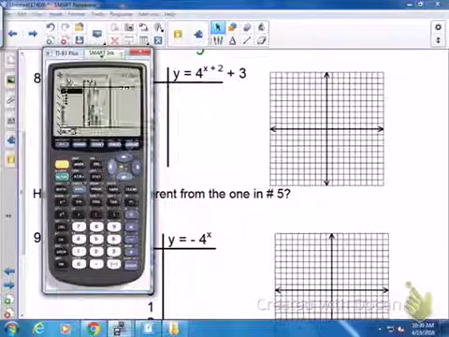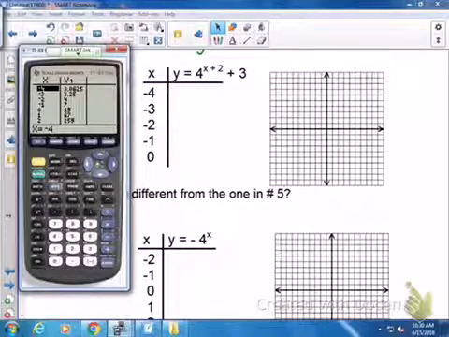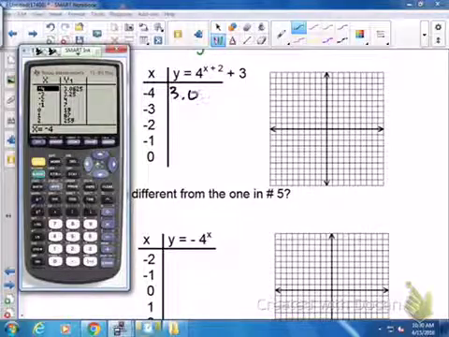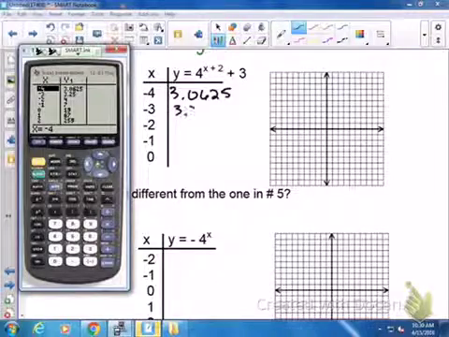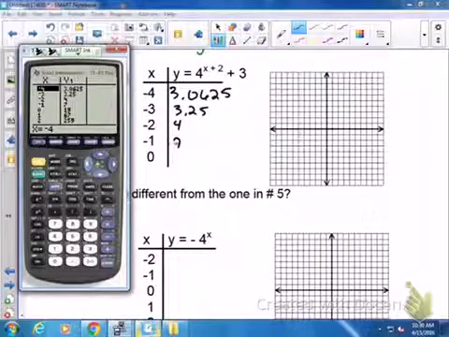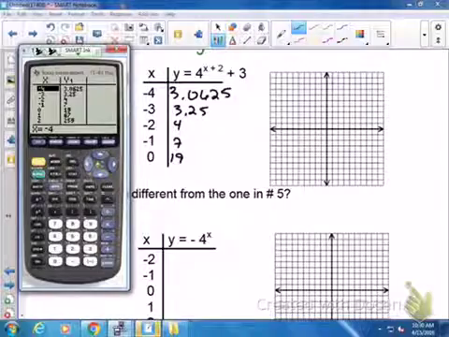So I'm going to look at my table here and I'm going to fill it out. Now this one starts at -4. At -4, we're at 3.0625. At -3, we're at 3.25. Then we go up to 4, 7, and 19. So I'm going to graph those points. Now if you look, -3 is 3.25. At -4, we got even closer to 3. And if we go up further, we're going to get even closer to that still.